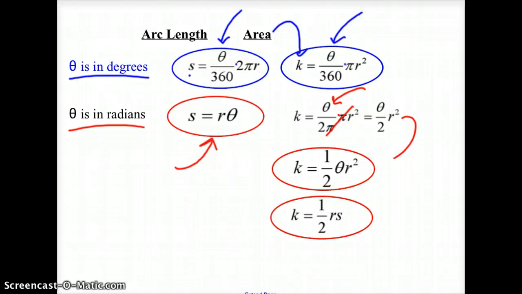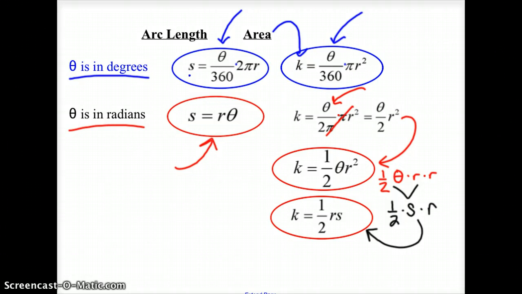To write this a little nicer, we can pull the 1/2 out in front and say 1/2 theta r squared. Now, we know that theta times r squared is like r times r times theta. Given that s equals r times theta, I know theta times r is s, times the radius. I can then rewrite the area formula as 1/2 rs. So both of these formulas are area formulas for radians.